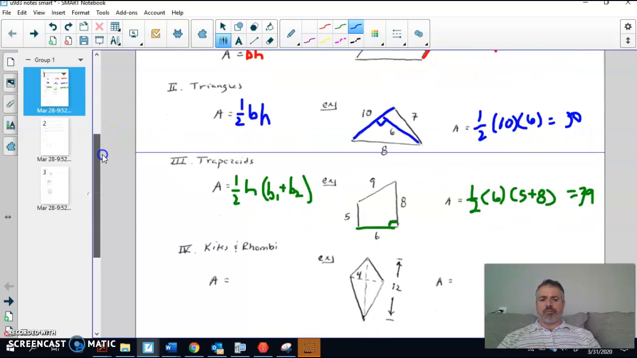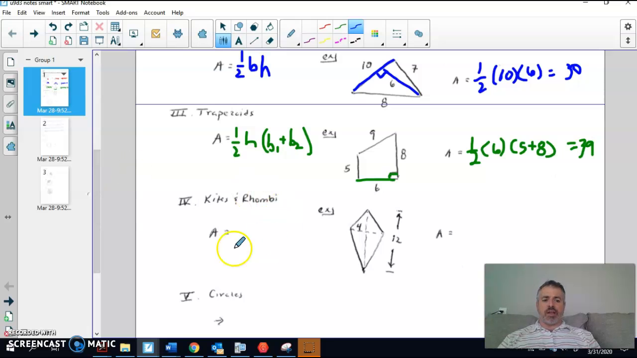So then down here, this is the next thing we looked at, was kites and rhombi. We mentioned them at the same time because they have the same formula. The formula uses diagonals. So it was what, 1/2 D1 times D2.